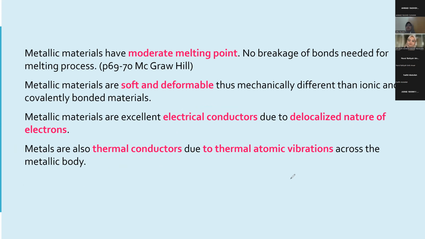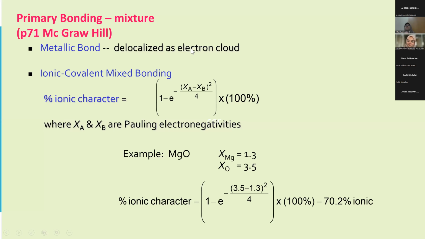All right, now we have covered metallic bonding. We have learned ionic bonding, which we have discussed, and then covalent bonding, which we also discussed. The last is metallic bonding. These are the primary bondings. The key point of metallic bonding is the delocalized electron cloud.